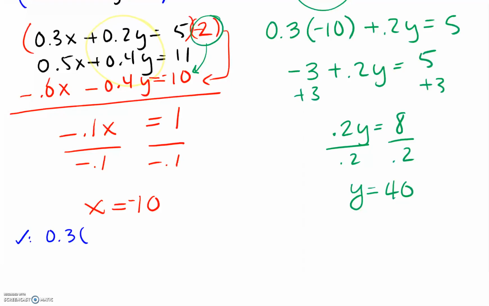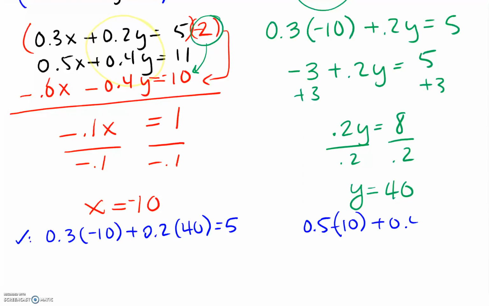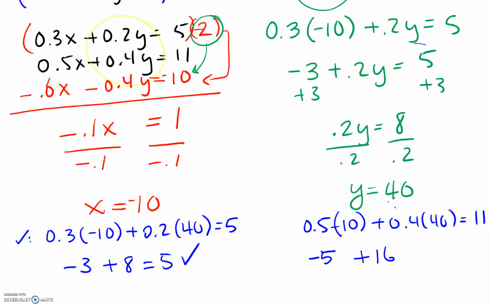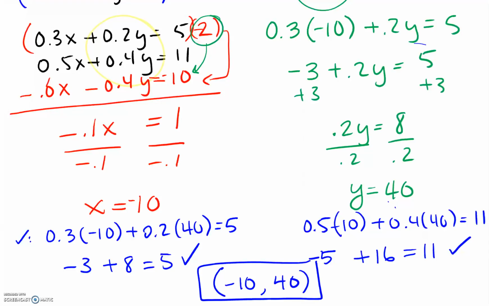So 0.3 times -10 plus 0.2 times 40 is equal to 5 is one check. The other equation is this. So we just got to check out and see if those two work. So -3 plus 8 is equal to 5. Boom, first one's good. The first one I wasn't as scared about, though. It's the one I used to go find my y values. So if anything's off, it's going to be in the second one. -5 plus 16 is equal to 11. Hooray! I didn't screw it up this time. -10, 40. That's our beautiful ordered pair to solve this thing out.